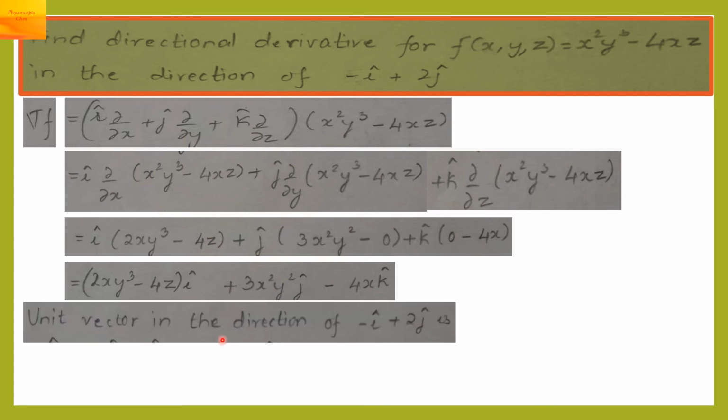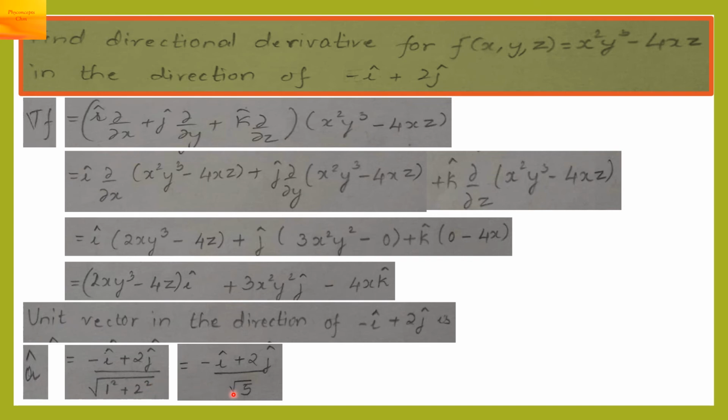We'll find the unit vector. It is given, you have to find the unit vector in the direction of minus i cap plus 2j cap. So how do we find it? We denote that unit vector as a cap, and the unit vector is given as the vector upon its magnitude. So the vector is substituted and its magnitude, with components 1 and 2, will be square root of 1 square plus 2 square. So that comes as square root of 5 in the denominator.